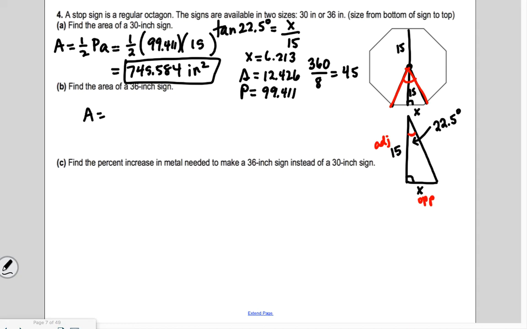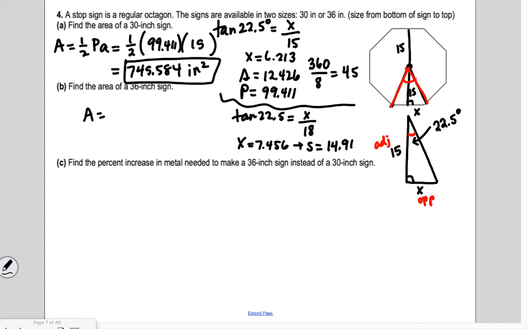So the next one would be very similar, except its x value would not be the same, because we wouldn't have 15 now. How long would it be from here down? Yeah, it'd be 18. Does that make sense? So then we'd have 18 times tangent of 22.5. So write these numbers down. We got an x value of 7.456, which gives us a side length of, multiplied by 2, 14.912.